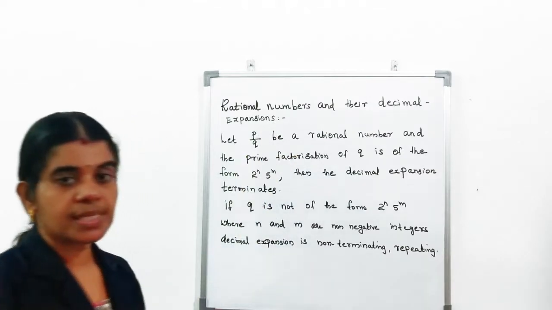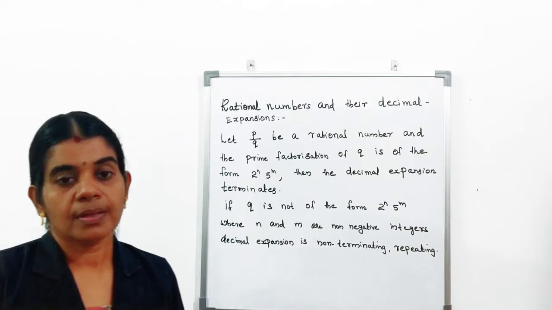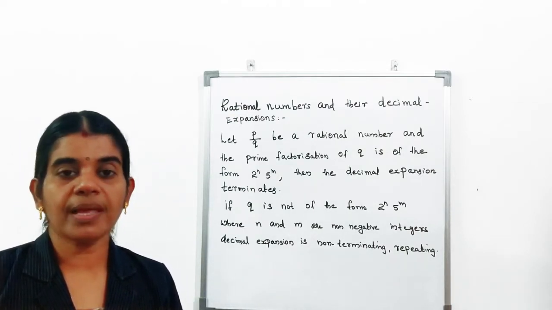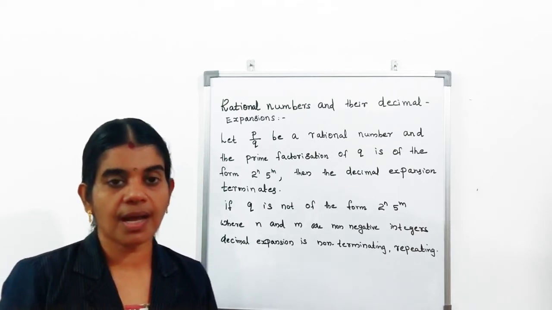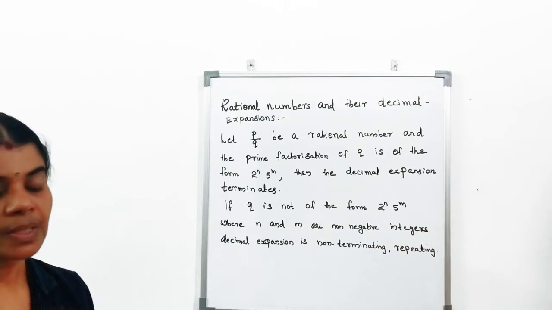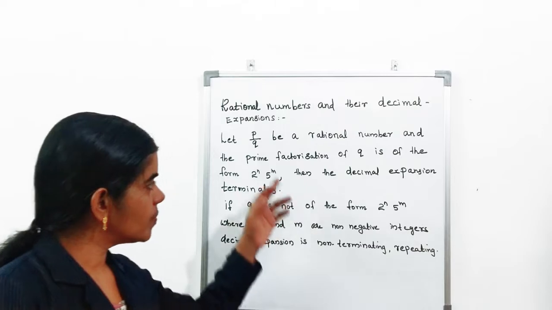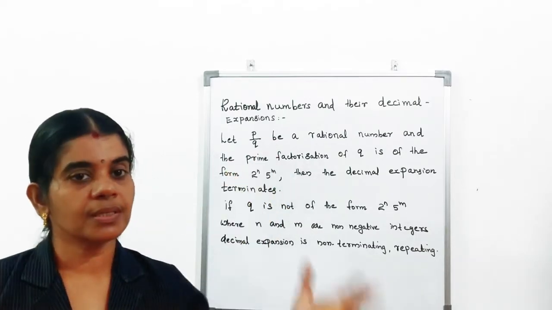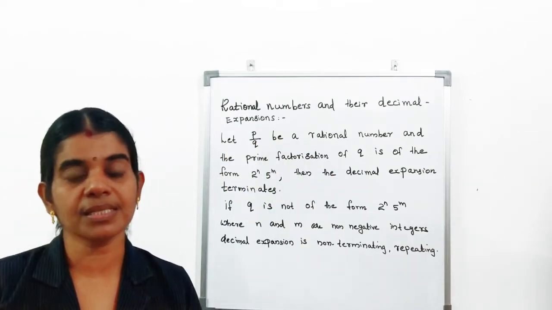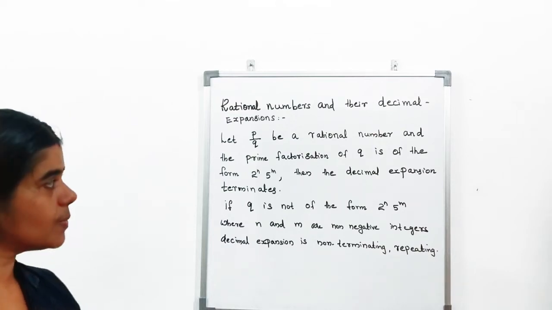Next we are discussing rational numbers and their decimal expansions. We already studied in the 9th that the decimal expansion of a rational number is either terminating or non-terminating repeating. Here we are giving one idea, so that after doing some steps we can understand whether it is terminating or non-terminating repeating. The rule is like that.